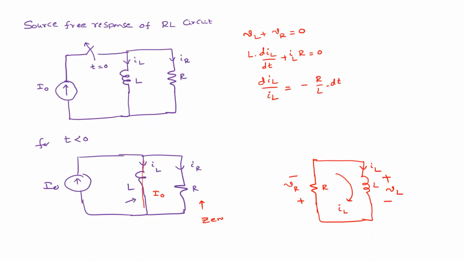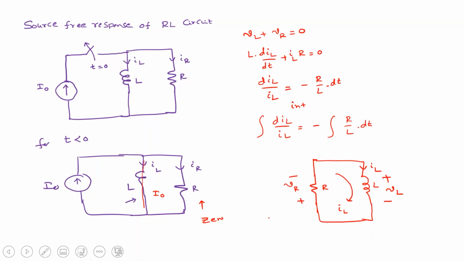I'm just rearranging the terms to obtain the solution for this differential equation. So what is the next step? Integration, on both sides. So it will be dIL by IL equal to minus R by L into dt.